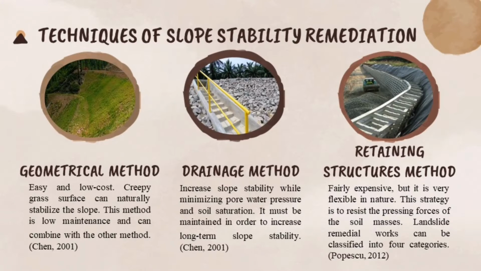For techniques of slope stability remediation, there are 3 methods. First is geometrical method. This method is easy and low cost. Creeping grass surface can naturally stabilize the slope. This method is low maintenance and can be combined with other methods. Second is drainage method. This method increases slope stability while minimizing pore water pressure and soil saturation. It must be maintained in order to increase long-term slope stability.